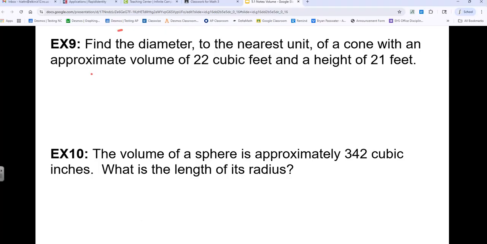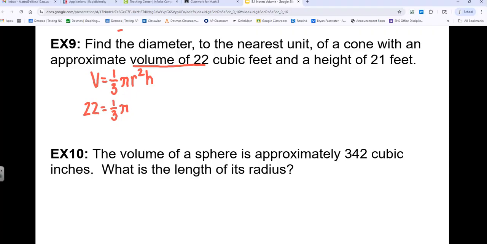Jose, what is the formula for the volume of a cone? Good. Pi r squared times h. And so if we look at what we've got in our problem here, it tells us volume is 22. So I'm going to replace volume, the V, with the 22. 1/3 is just a number. Pi is just a number. It does not get replaced with anything.